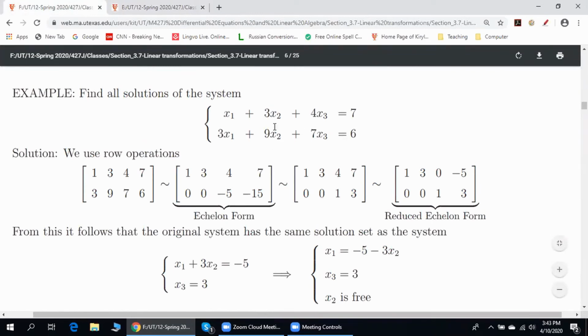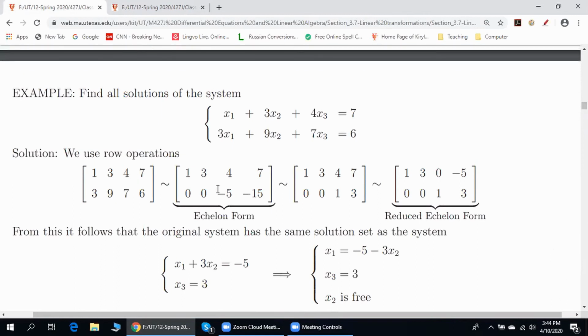Here's a system. It's augmented matrix, echelon form. Echelon form tells us that our system has infinitely many solutions because there is no row that completely consists of zeros except for the last element, and the number of pivots, which is 2, is lesser than the number of variables, which is 3. So our system has infinitely many solutions. Therefore, we keep applying elementary row operations until we get the reduced echelon form.